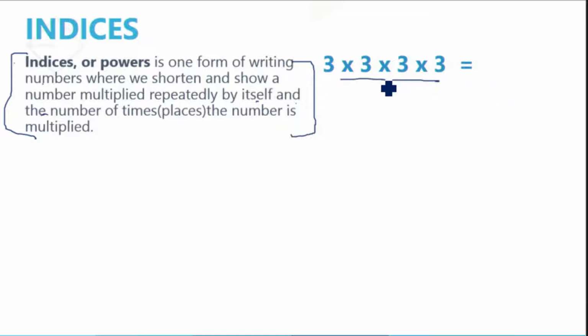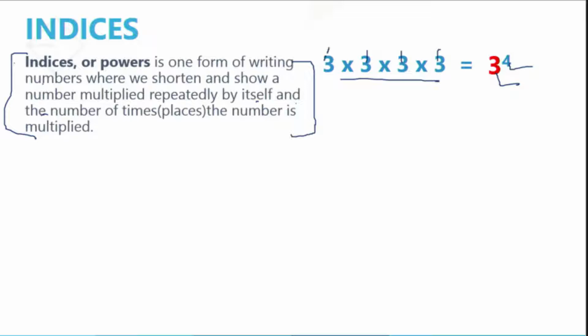So this number is multiplied repeatedly by itself for a number of times, okay? So the number here is what? The number here is 3, and the number of times it is multiplied by itself is, let's count it, 1, 2, 3, and 4. So we have that the number is 3 raised to the power 4. So 3 is the number, and 4 is the number of times that number is multiplied repeatedly by itself.